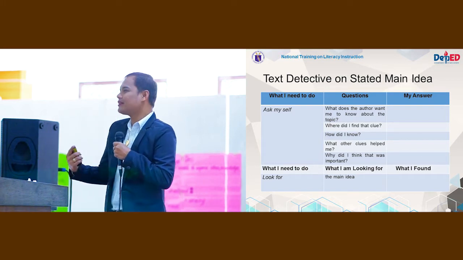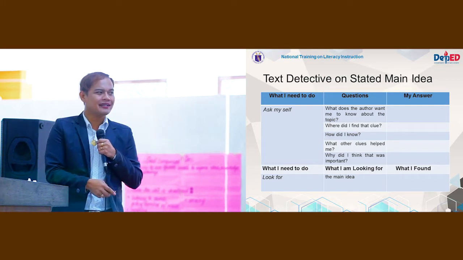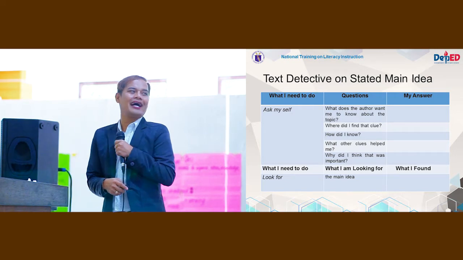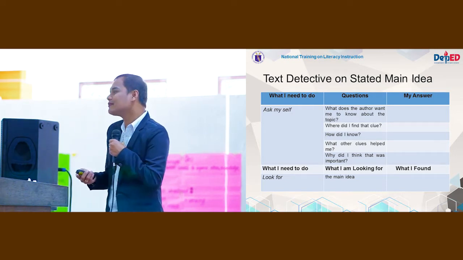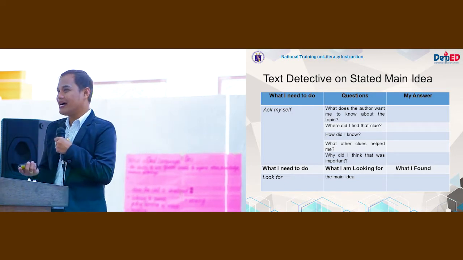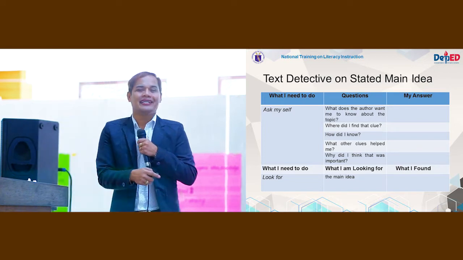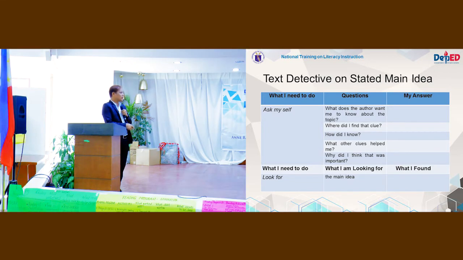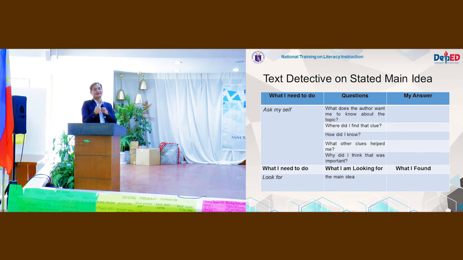Then after showing that to students, I will now find the title. But not all paragraphs have titles or selections. Then I will ask them to look for the picture, the topic of the passage, the focus of the passage, and the important idea of the passage. And after that, I will show to students this task here.